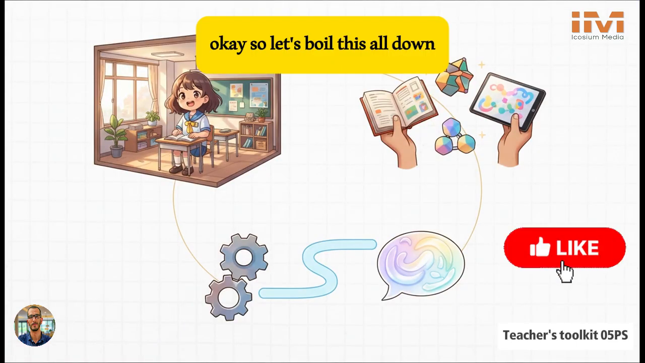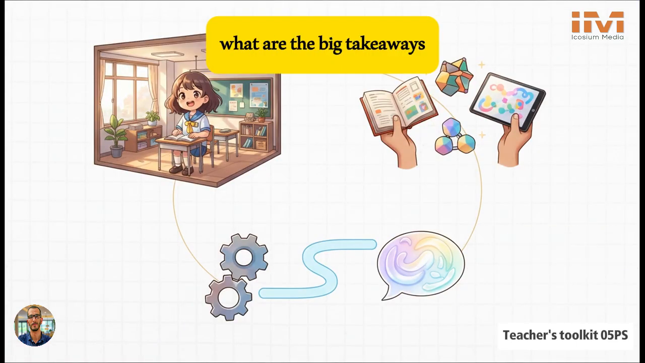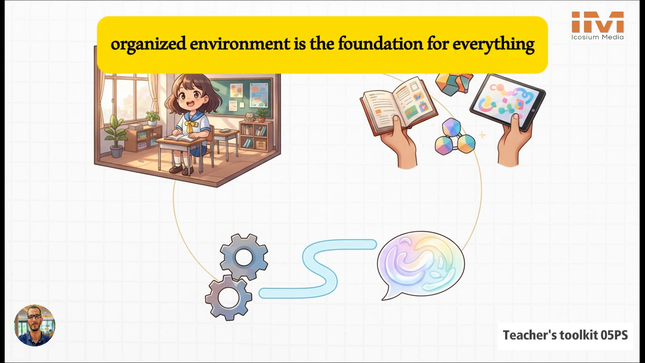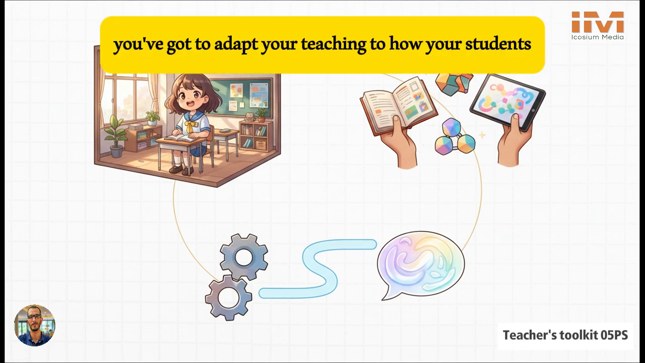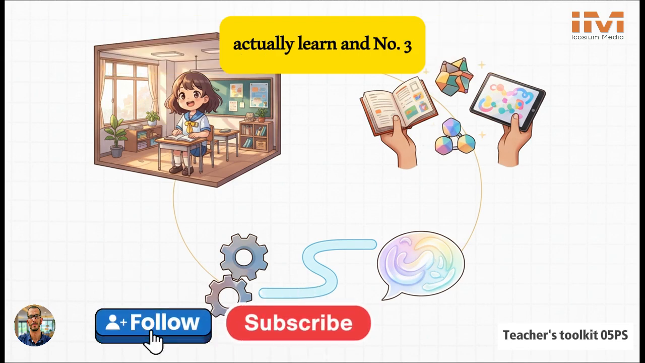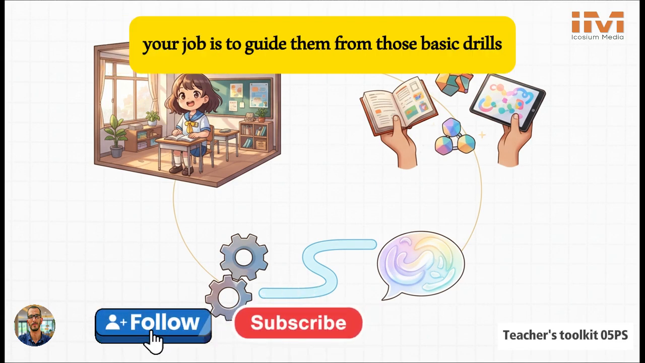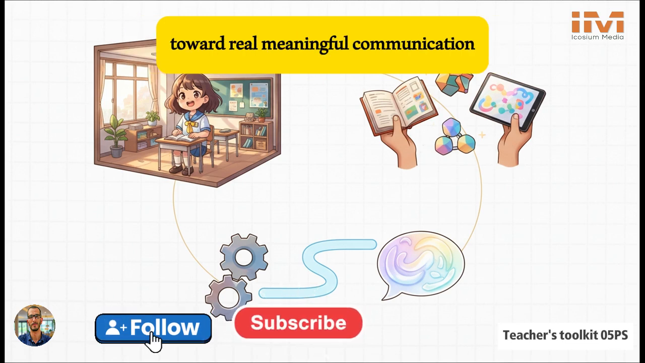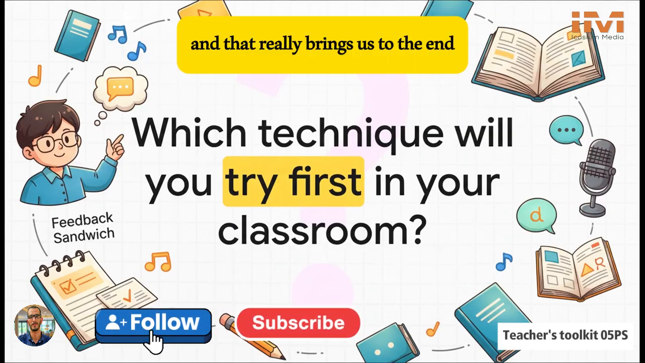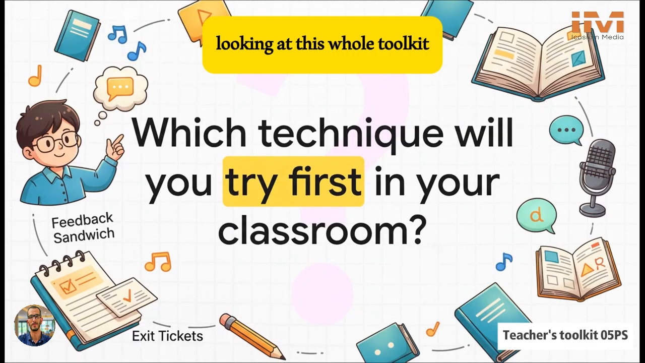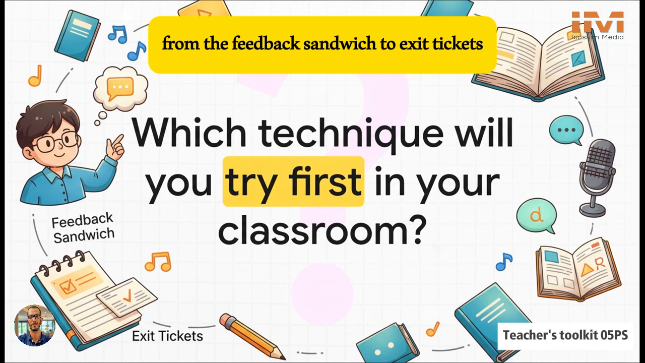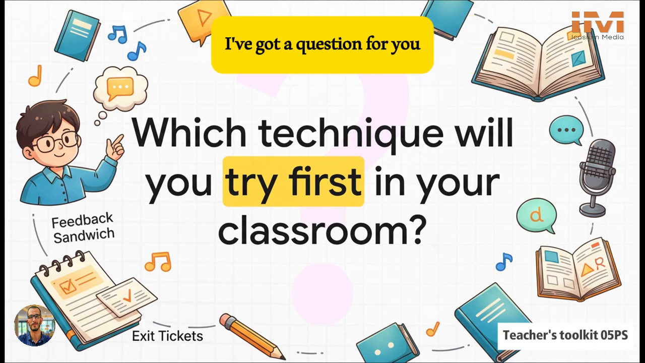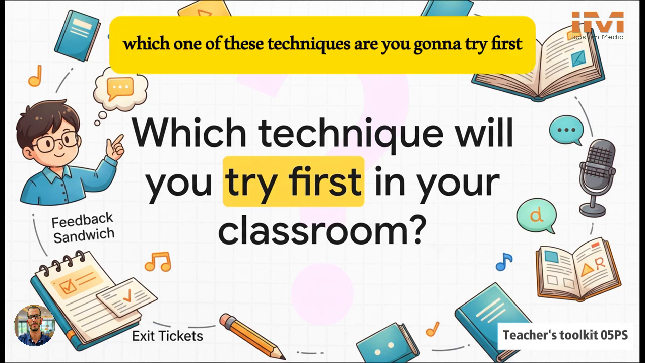Okay, so let's boil this all down. What are the big takeaways? Number 1, a positive, organized environment is the foundation for everything. Number 2, you've got to adapt your teaching to how your students actually learn. And number 3, your job is to guide them from those basic drills toward real, meaningful communication. And that really brings us to the end. Looking at this whole toolkit, from the feedback sandwich to exit tickets, I've got a question for you. Which one of these techniques are you going to try first in your classroom?